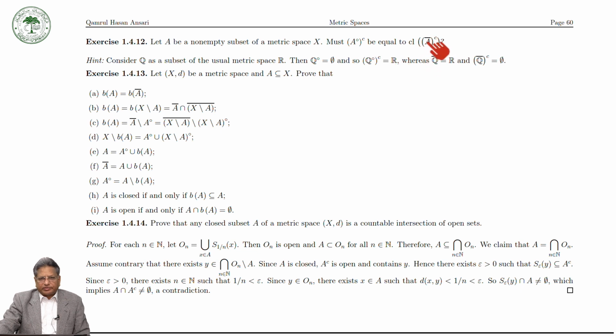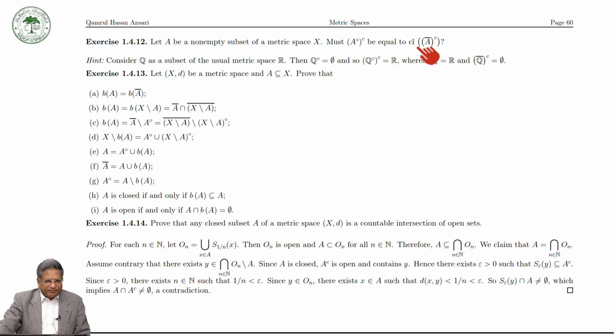Now let us calculate this one. The closure of the rational numbers is equal to R. We have seen it before. Then the complement of this is the empty set, and then you take the closure. The closure of the empty set is the empty set. So here we are getting this is equal to R, but this is equal to the empty set. So this cannot be equal to this one. So it is not necessary that this is equal to this thing.